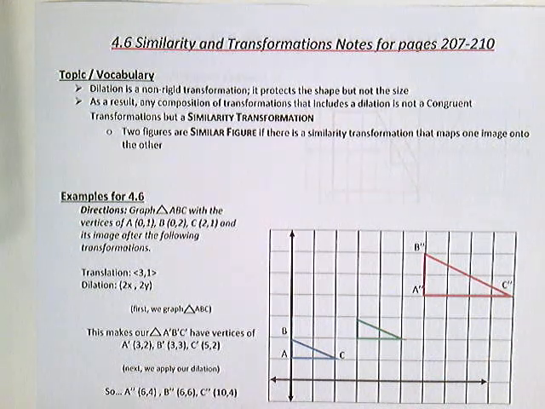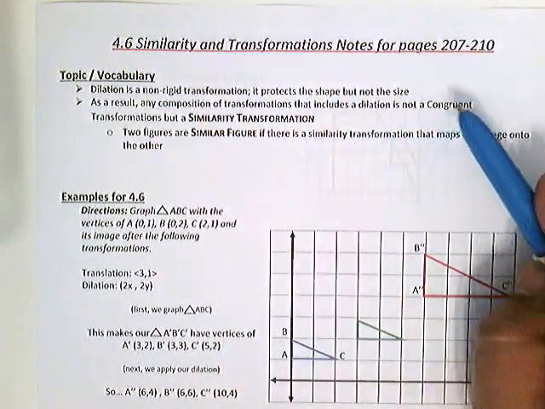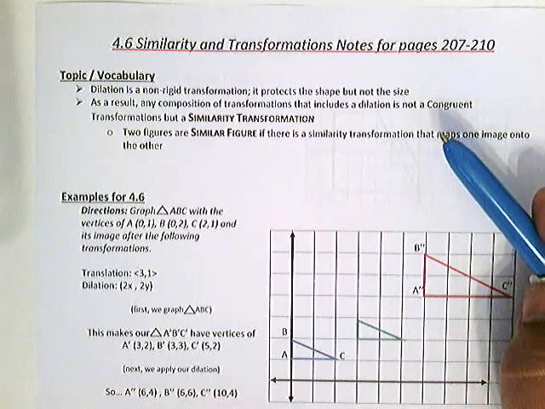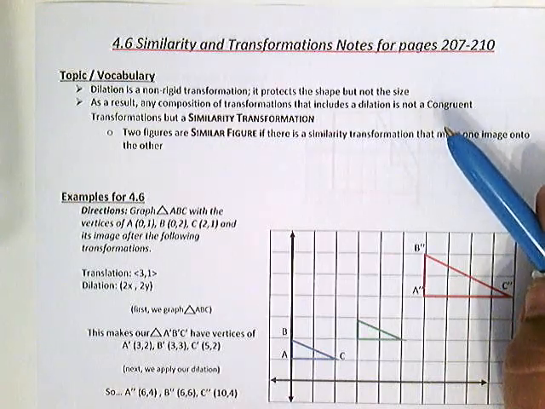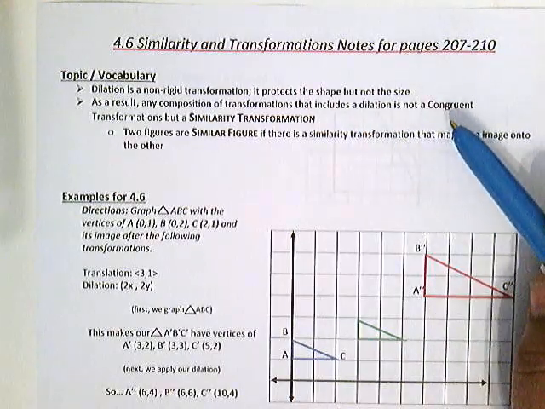Okay, finally, chapter 4, section 6, our final section on transformations. We've talked about rigid transformations and we've talked about dilations, which are non-rigid. When you combine all these together, you're not going to have a congruent transformation. Congruent means they're all the same size, regardless of their orientation. But as soon as you introduce dilation, you're not having congruent anymore.